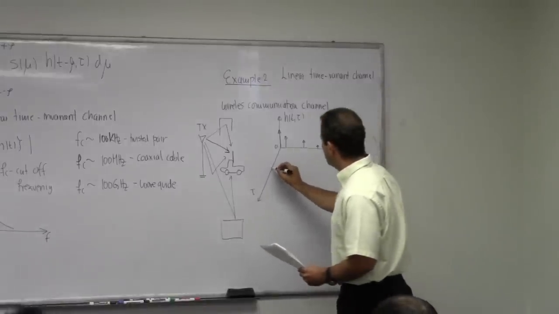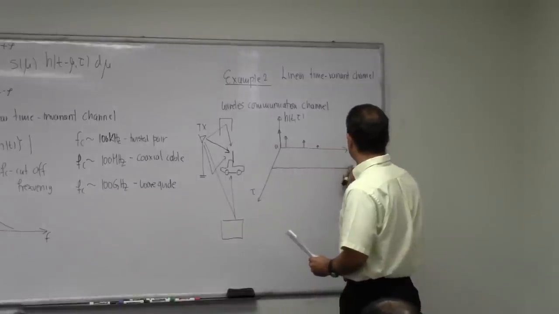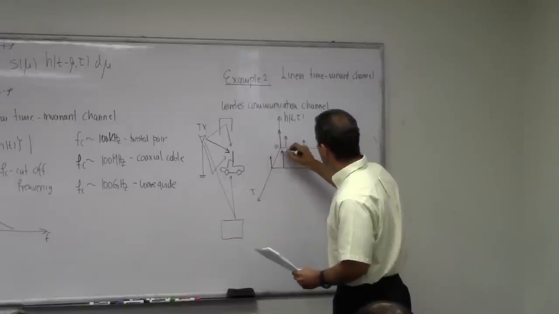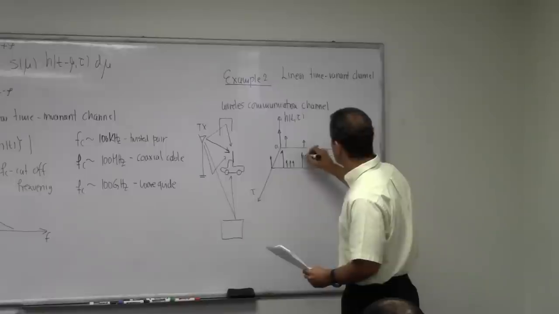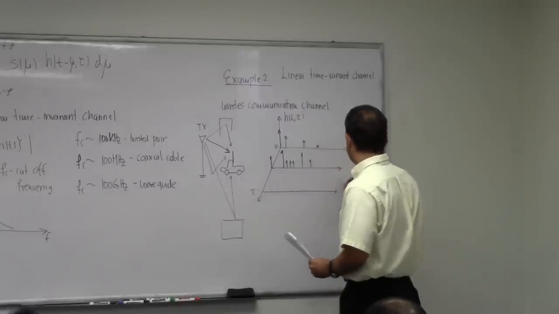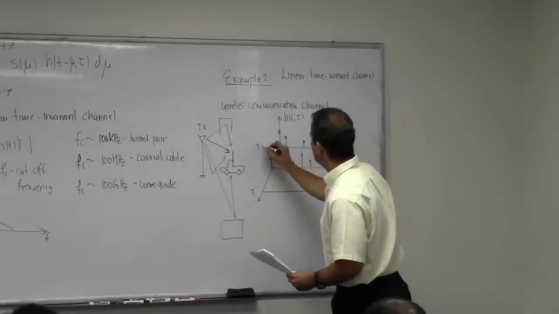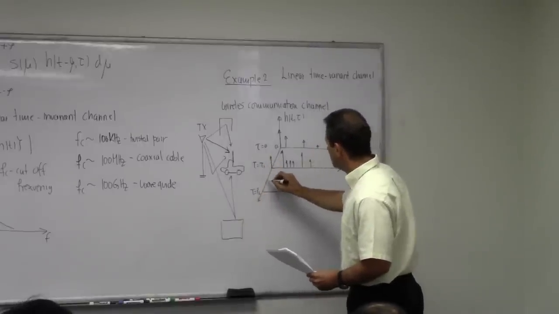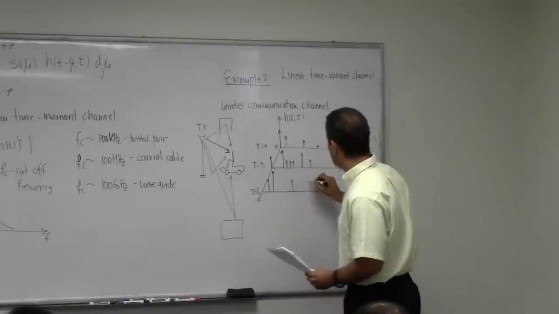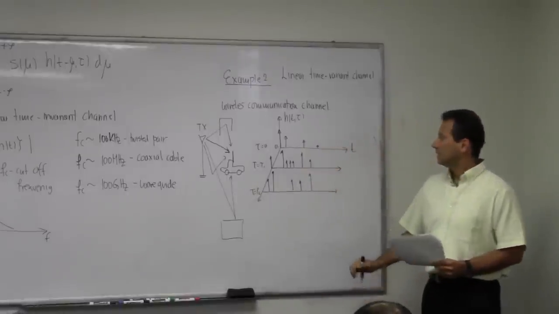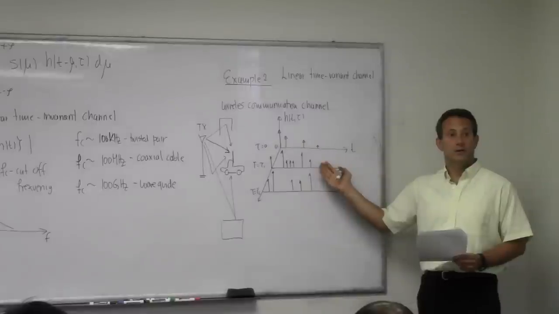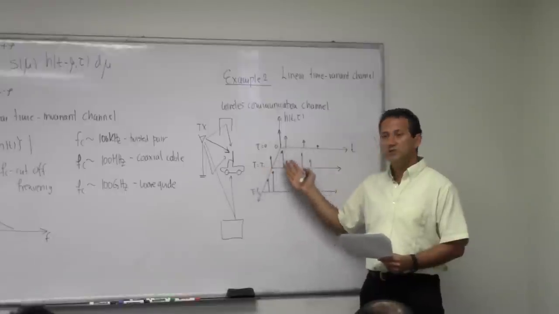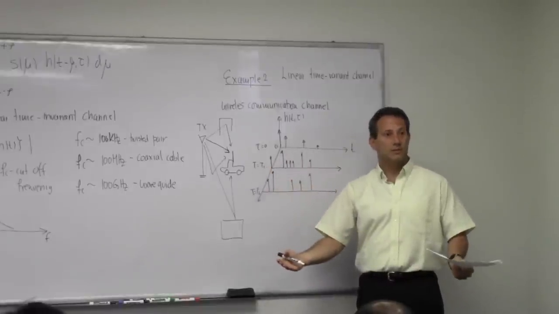Now, I let time go by, and then I send another impulse. So what happens in this case? Maybe this one comes here, there's another one, there are three more here that are coming, and so on, right? So you can now see this is tau equal to zero, tau equal to tau one, tau equal to tau two, and so on. If I send an impulse at different times, I'm going to have a different channel, a different impulse response, right? And because of the mobility of the receiver, the impulse response of the channel changes all the time, right?